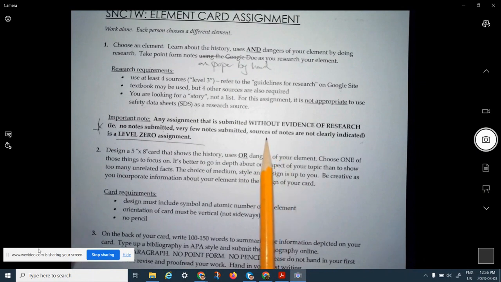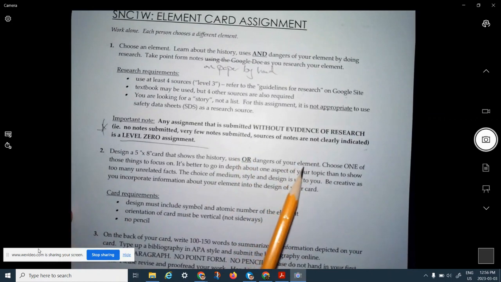Especially with the whole ChatGPT thing, it is important that you show work of your research. Okay, and rough drafts are nowadays definitely asked for. Any questions so far?